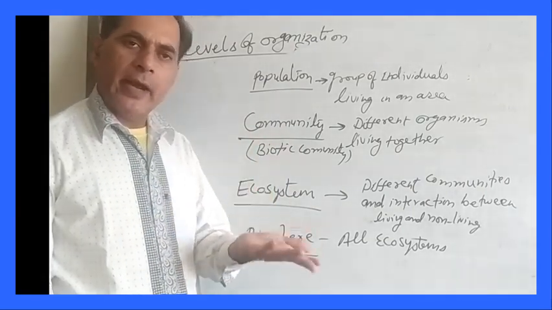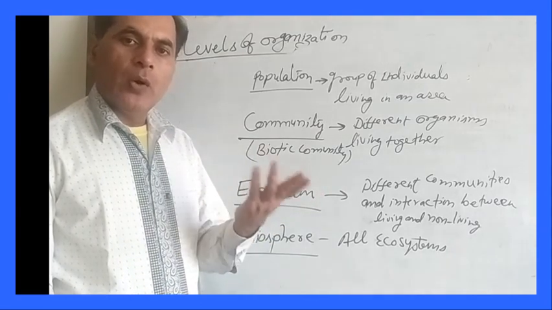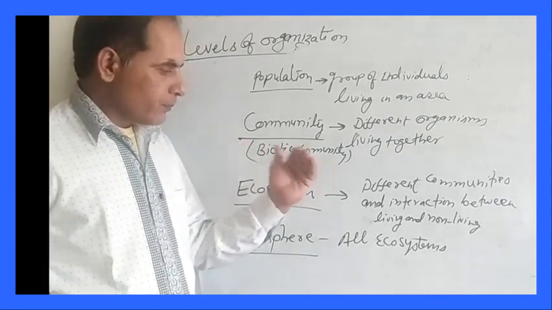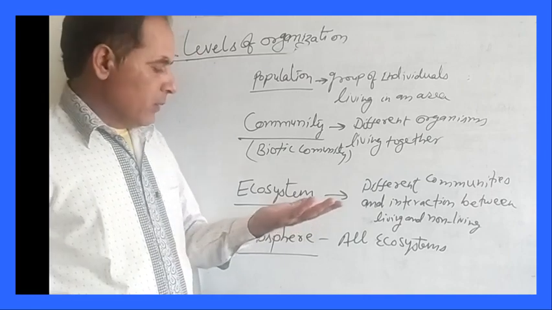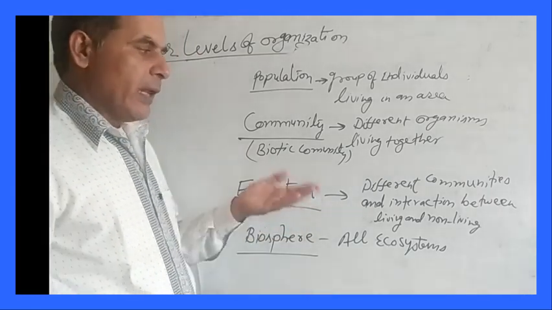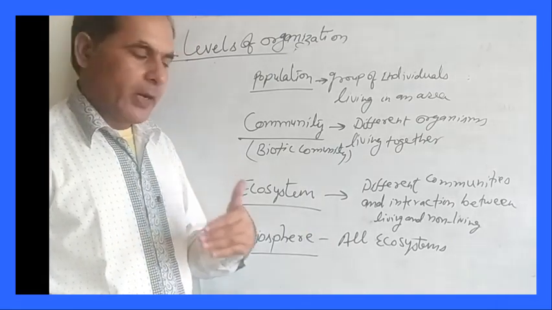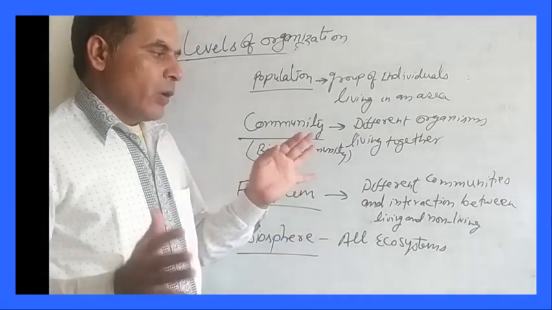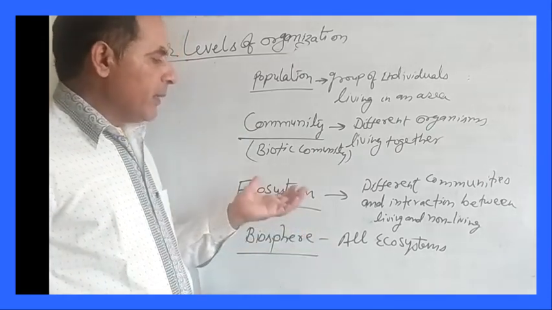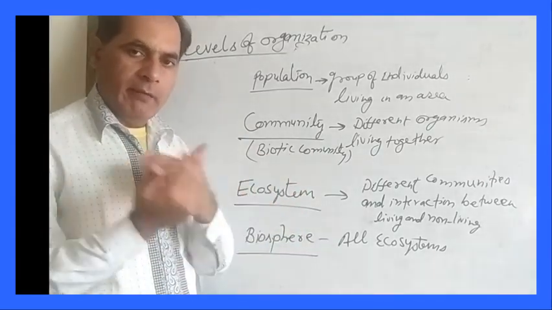Soil, light, heat, cold, these are the non-living part of the ecosystem, and the living part of the ecosystem, human beings, animals, plants, these are the living component of the ecosystem. Combined, we call them an ecosystem because there is interaction between living and non-living.